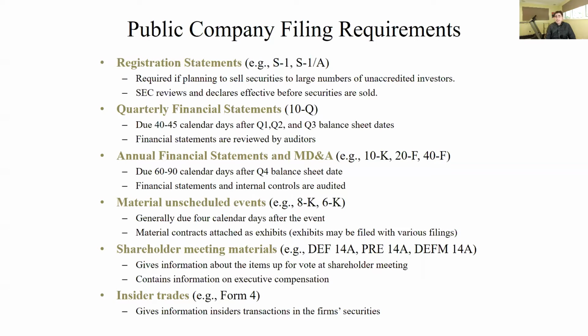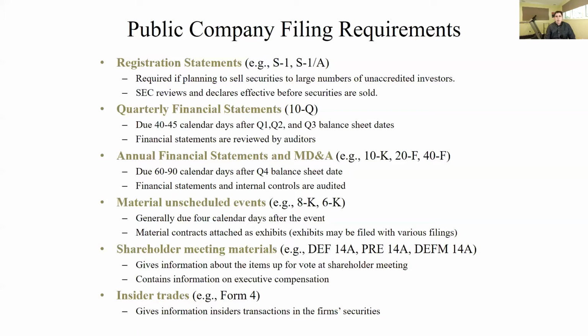Next, companies are operating in the world and things happen at unscheduled times. If a material, meaning important, unscheduled event occurs that investors need to know about, companies will file what's called a Form 8K. That will cue the investor that something material just happened and they should read this 8K to figure out what happened and what implications that has for their investment. So that's a Form 8K. And foreign companies will file a 6K. It's just a different form name, but it's the same idea.